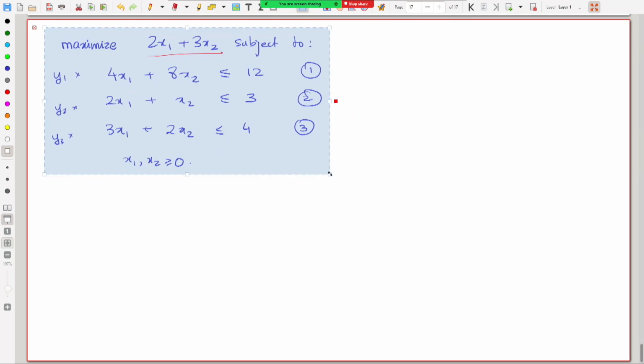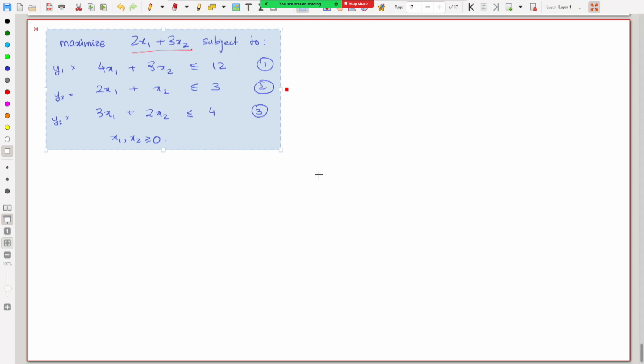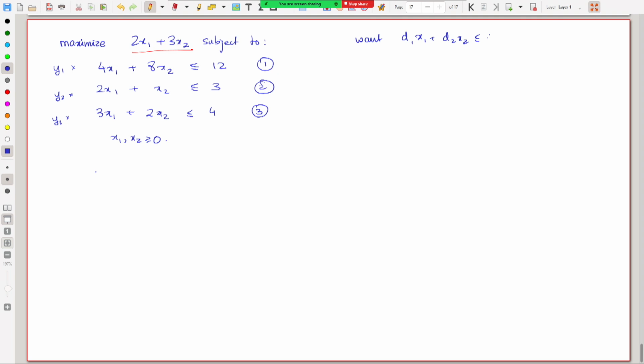Let me even make it slightly smaller. Okay, so this is the problem that I had, and so when I do this, what do I get? I get 4 y1. So, I want d1 y1 + d1 x1 + d2 x2 less than, I want this kind of an equation, right, and I want d1 less than or equal to 2, d2 greater than or equal to 2, right, because I want to upper bound this.